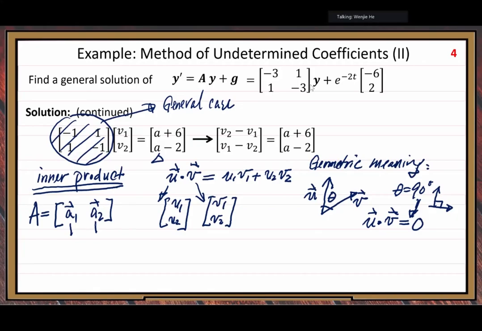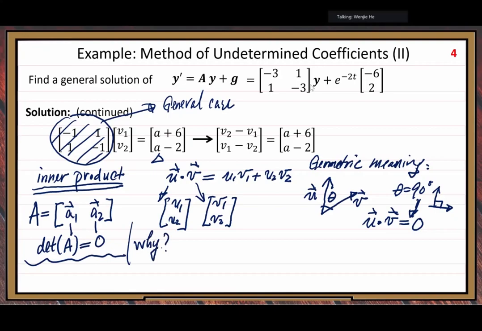Now, there is a condition. Remember, our A matrix has one special condition: the determinant of A equals 0. This condition is needed, and it is important. So we need to use this condition. Let me explain why this condition is important.